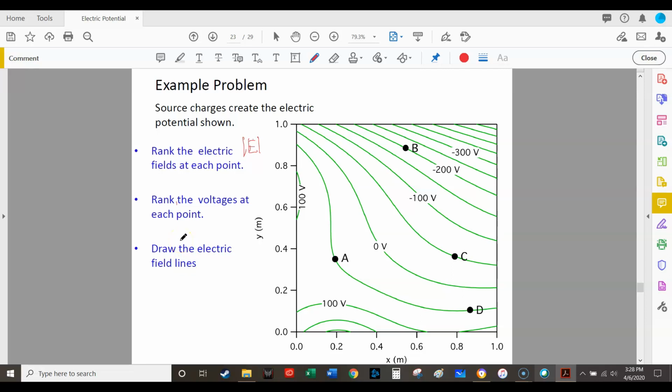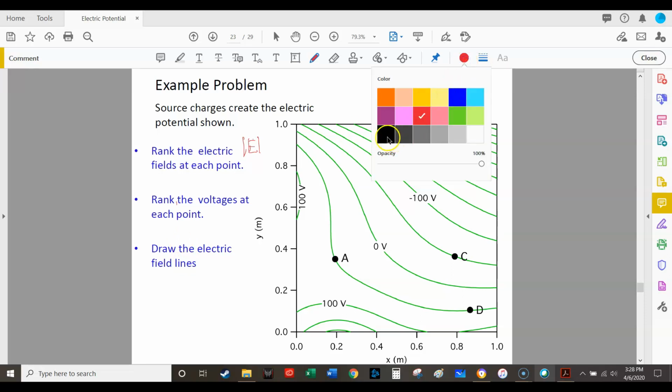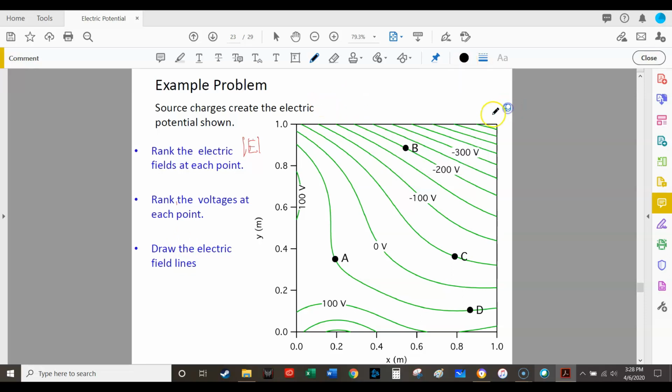All right, let's go ahead and try this. I'm going to go ahead and start with the easiest of these tasks. So, that was weird. I'm going to go ahead and rank the voltages, all right?